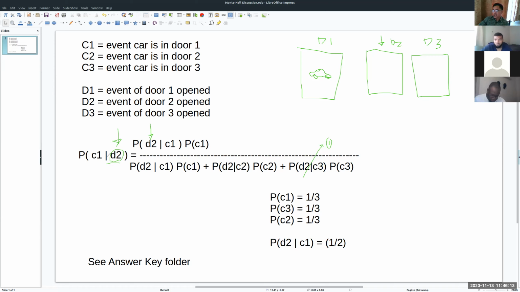Okay. In this case, D2, although in our definition of D2, it is open. From the point of view of the player, D2 is open. But it's still not open. It's still considering opening D2 or some other doors that we will open. From the point of view of the player, that is the tricky part. So here we say that from the point of view of the host, D2 was chosen.